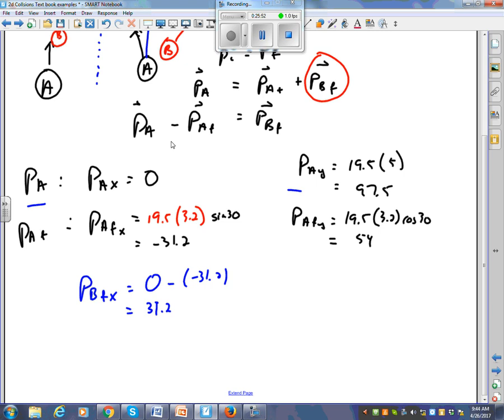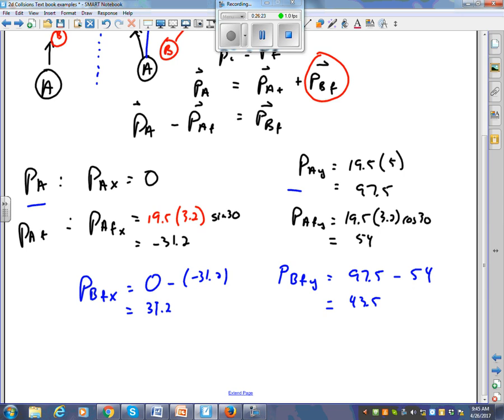And over here, we're going to have what? PBF y. The y component of the final momentum of rock B. And that's going to be 97.5 subtract 54, which is 43.5.